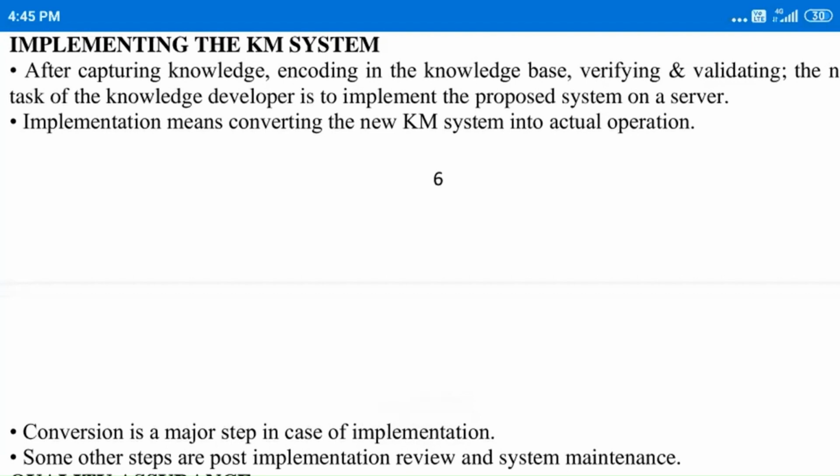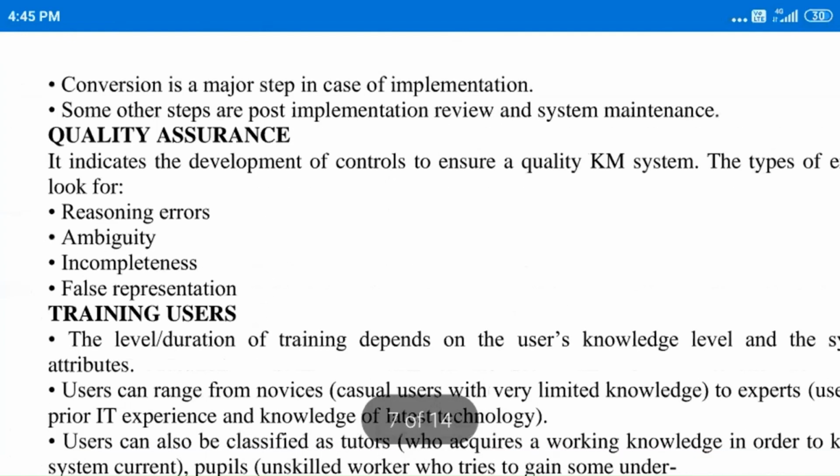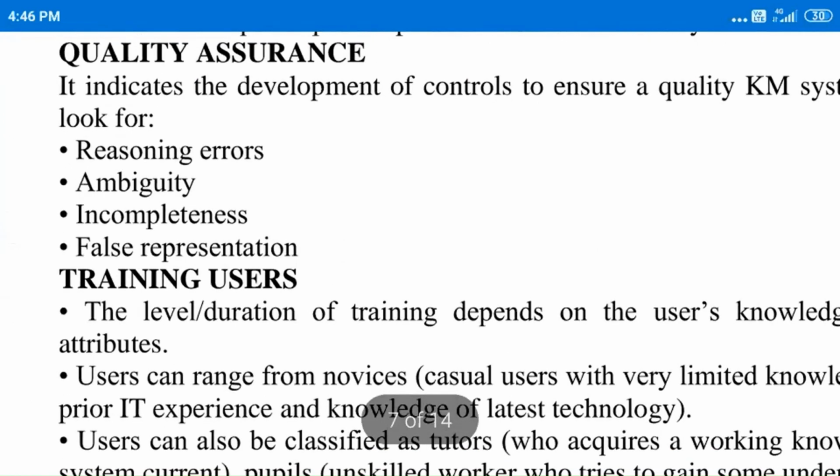Next is the implementation of the system. After the preparation of this knowledge management system, it is to be implemented or uploaded on the desired platform. Next is quality assurance. First of all, we have tested the project on the client side. But when it is uploaded on the website, it is to be tested again, because some of the links might work very well on the client side, but on the server side or on the website, some of the links might not work because the path provided may not be accurate.